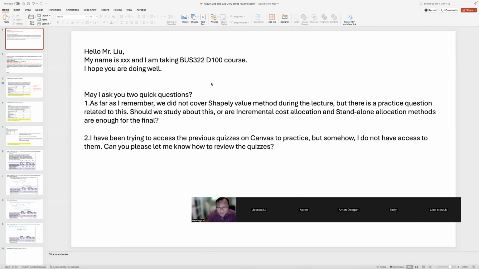Yes, we do allow a cheat sheet for the final. So you are allowed to bring a full page that will be 8.5 times 11. You are allowed to have notes on both sides. Okay.